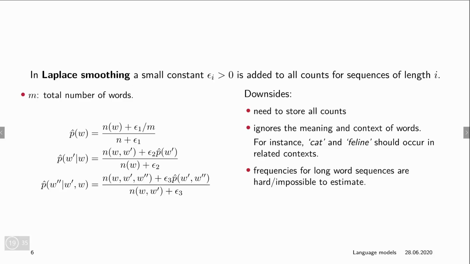sequences. Now the downsides of Laplace smoothing is that we need to store all the counts. So we need to store the counts of the individual words, we need to store the counts of sequences of a certain length. Further, it completely ignores context and meaning of words, because it only looks at occurrences of sequences directly after each other. The frequencies of very long sequences are hard or even impossible to estimate.